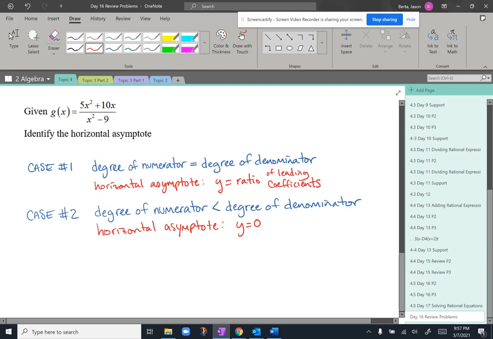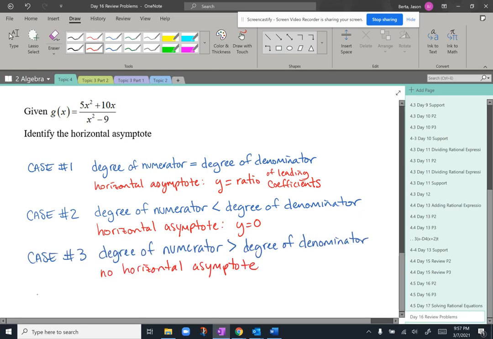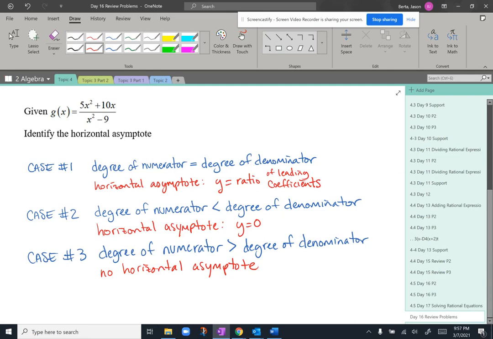In case number two, the degree of the numerator is less than the degree of the denominator, and there the horizontal asymptote is at y equals 0. And in case number three, the degree of the numerator is greater than the degree of the denominator. There's no horizontal asymptote at all in that situation. So we need to figure out which of the three situations we have here in this example problem.